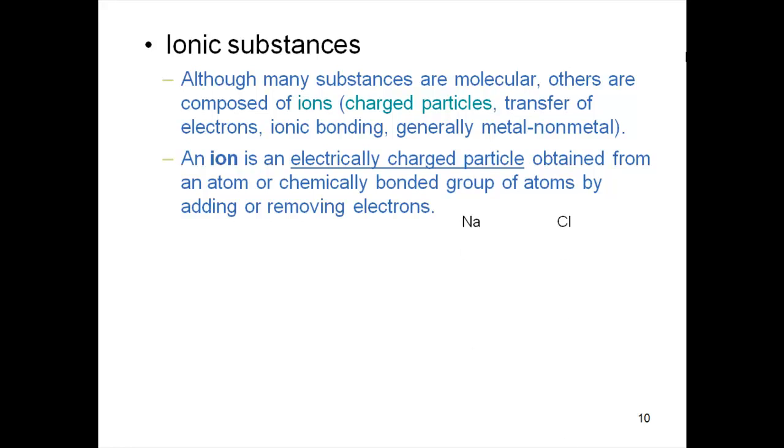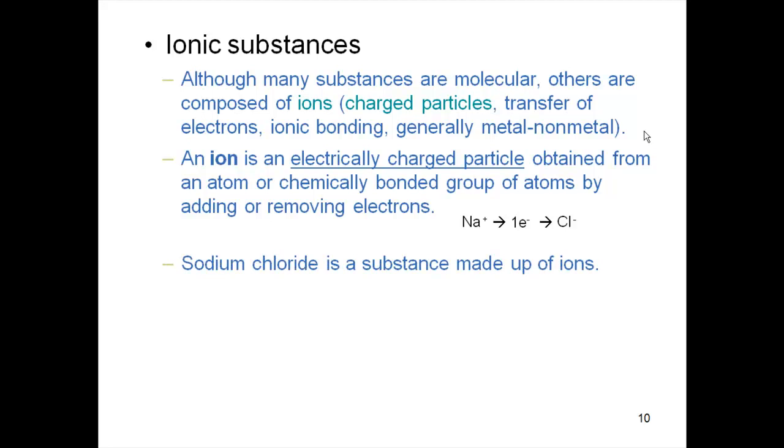Example, the elemental state of sodium could give up an electron and basically become positively charged. When it does so, and the chlorine takes on that electron, then chlorine has more electrons than it had protons, therefore it becomes negatively charged. These are ions. Na+ and Cl- are ions, electrically charged particles. Sodium chloride is a substance made up of those ions. There's an attraction between the sodium and the chlorine for the plus and minus.